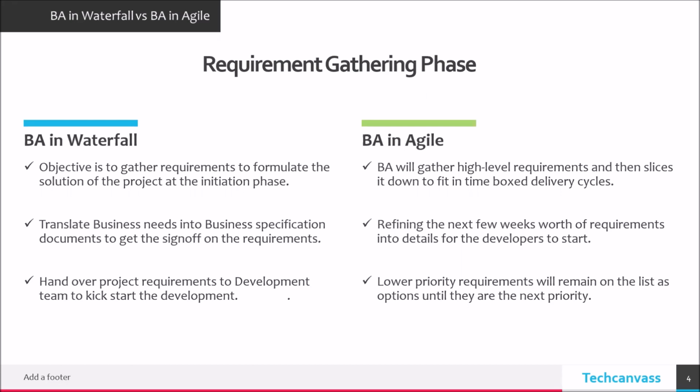Whereas in Agile, BA will create a high level requirement based on the discussion with project stakeholders. BA and development team will work on requirements in priority order, refining the next few weeks worth of requirements into enough details just in time for the developer to start working on them. Low priority requirements will remain on the requirements list as options until they are the next priority.